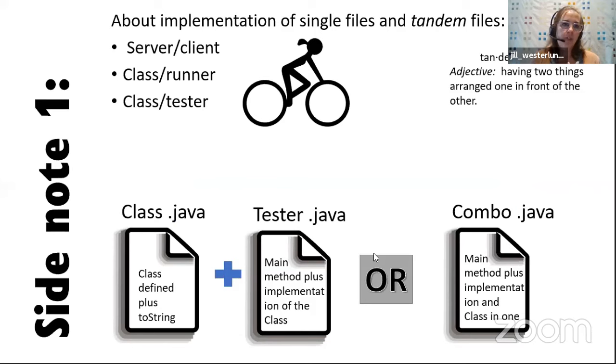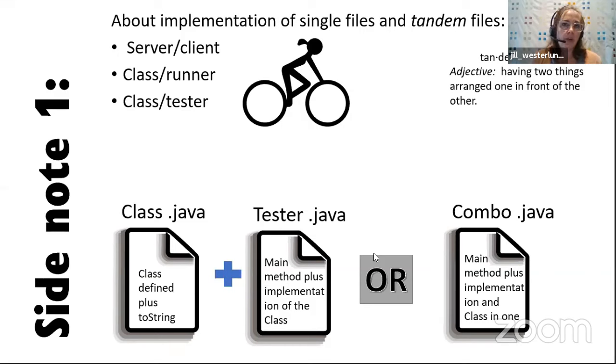So I want to make two side notes. The first side note is about the use of these two files. In my classroom, I call this tandem file use. Tandem meaning we've got two things that work with each other. And I like to think of that with a bicycle. You have two wheels on your bicycle. They're both going to be going in the same direction, and we need two wheels to have a bicycle.